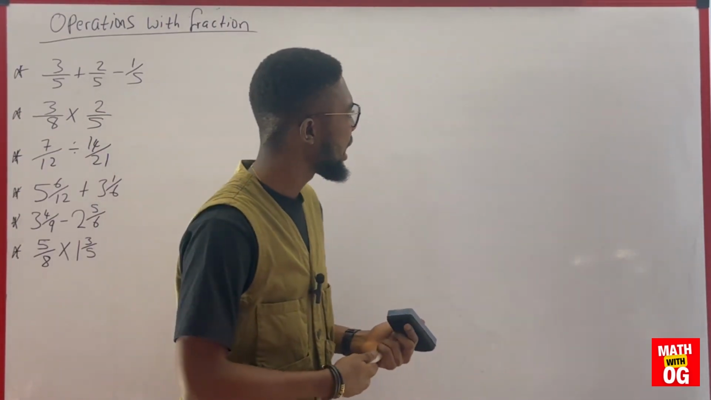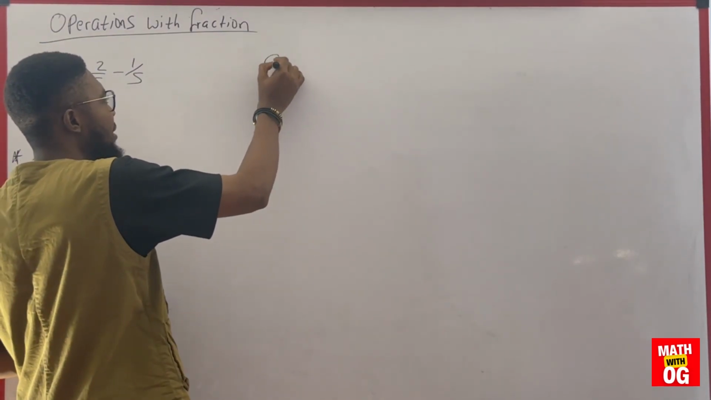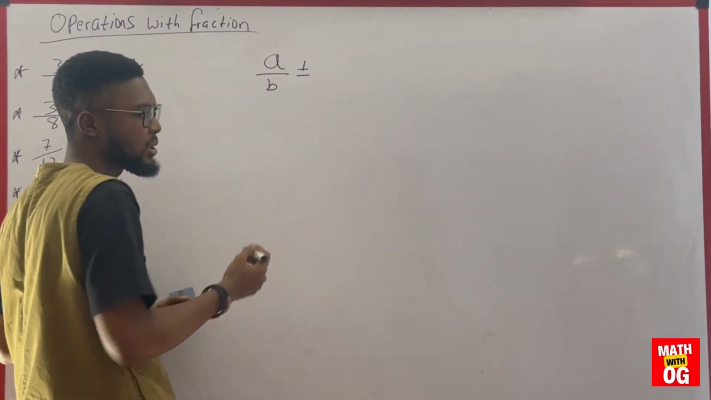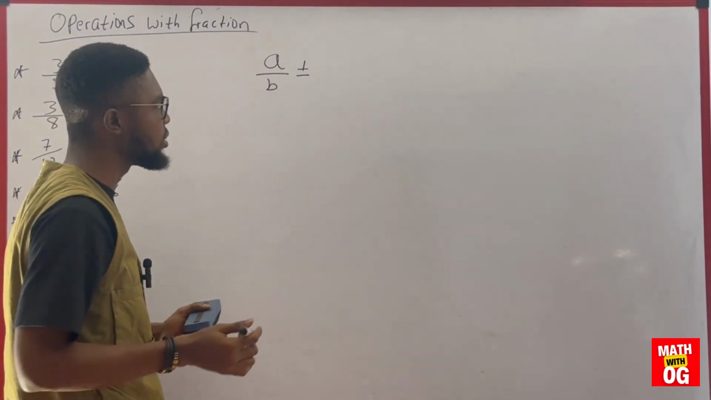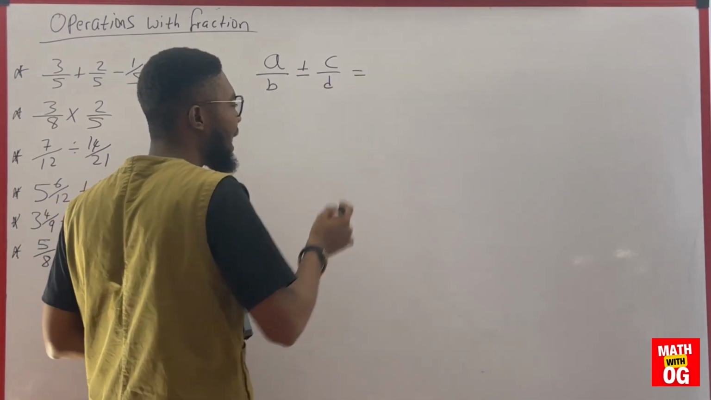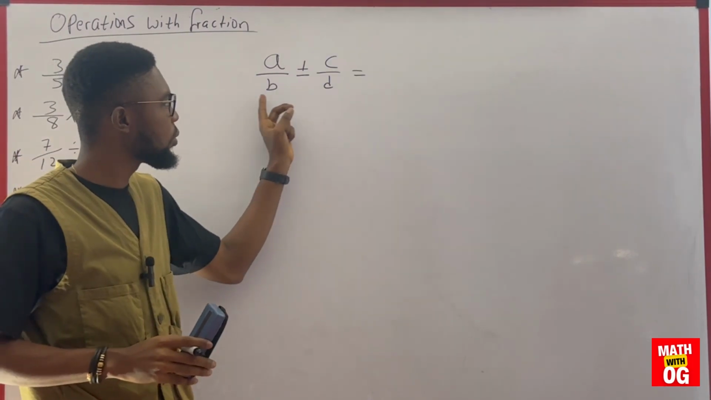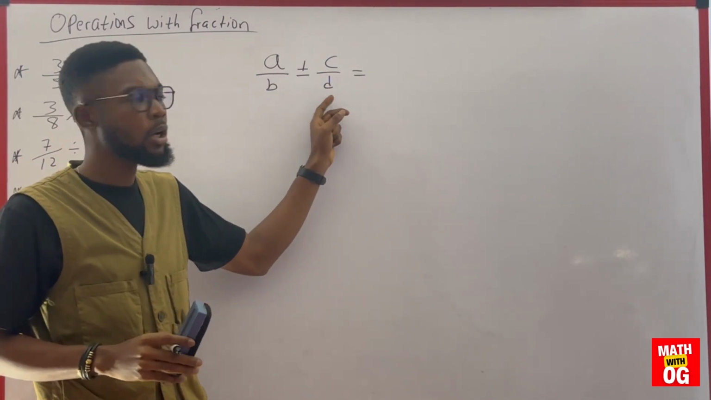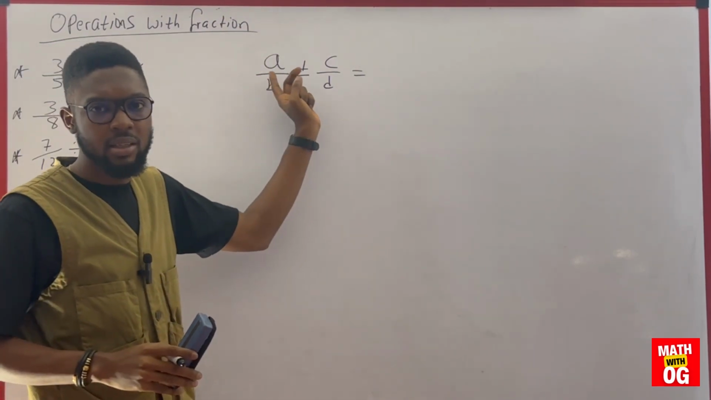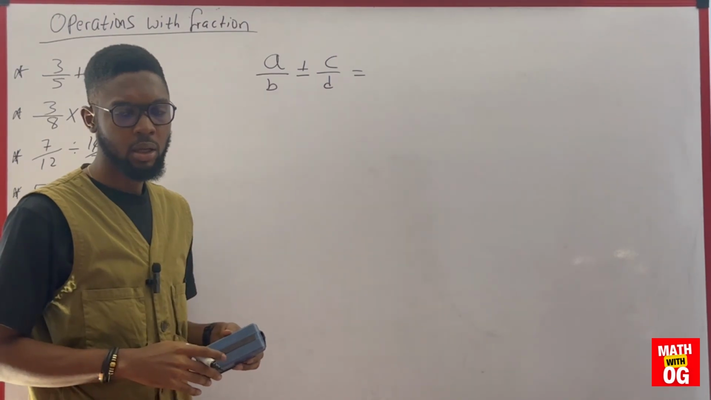For addition and subtraction, they follow exactly the same rule. So if I have a fraction like this, a over b, I'm working with plus or minus. That means it can be plus, it can also be minus, c over d. You can only add and subtract two fractions when they have equal denominators. So when they have equal denominators, you simply add the numerators together or you subtract the numerators.